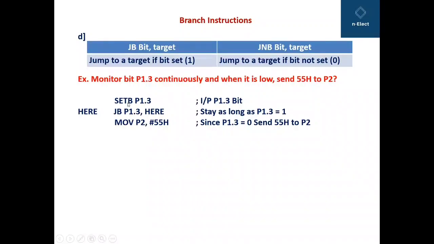So here first we have set the bit P1.3 by using this instruction. So SETB P1.3, this will set the port 1's third bit. So third bit of port 1 will be made 1 here. Then here the label comes, and it will be the loop like this, where the instruction is JB. JB means jump to a target if bit set, that is if this bit 1.3 is 1, then be here only in the loop, right?